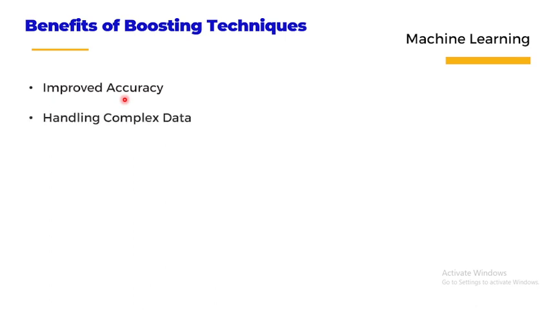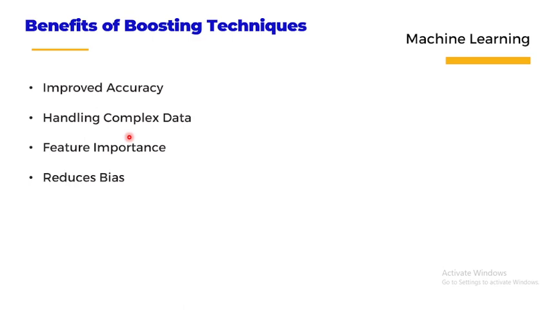The second one is handling complex data. Boosting is effective in handling complex data by combining multiple weak learners, and this boosting algorithm can capture the non-linear patterns and the interactions in the data. Next is feature importance. Boosting algorithms provide insights into the feature importance.